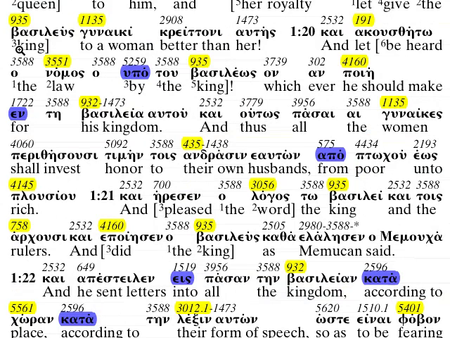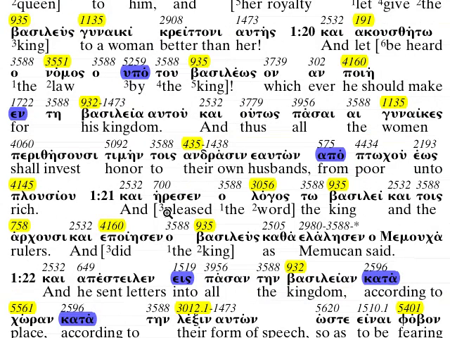Let it be heard, acousthito, again acoustic, whichever he should make for his kingdom. And thus all the women, the gynekes, gynecology being the derivative, shall invest honor to their anthrasin, their own husbands. Apo, from poor, so it's explaining from poor, unto rich. Plusiu, Pluto again is that derivative.